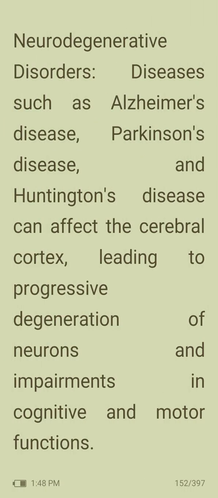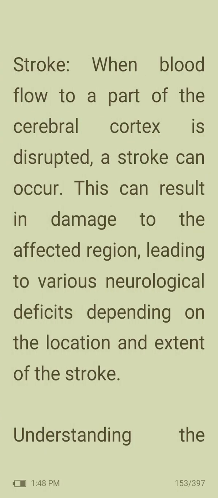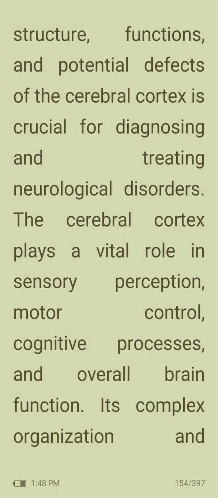Then, neurodegenerative disorders. Diseases like Alzheimer's disease, Parkinson's disease, and Huntington's chorea can affect the cerebral cortex, leading to progressive degeneration of neurons and impairments in cognitive and motor functions. Stroke. When blood flow to a part of the cerebral cortex is disrupted, a stroke can occur. This can result in damage to the affected region, leading to various neurological deficits depending on the location and extent of the stroke.